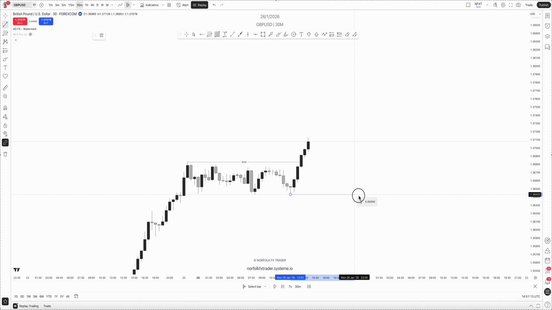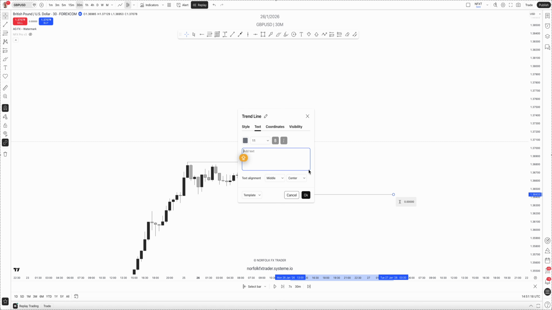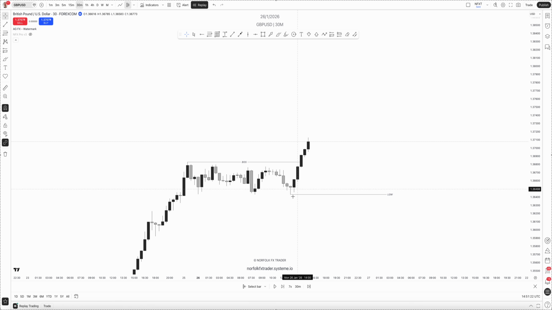I can then mark this out as a potential low in the market. So let's map this out as a low. Just so you understand, this is going to be my low. Put this over to the right. Current low in the market.